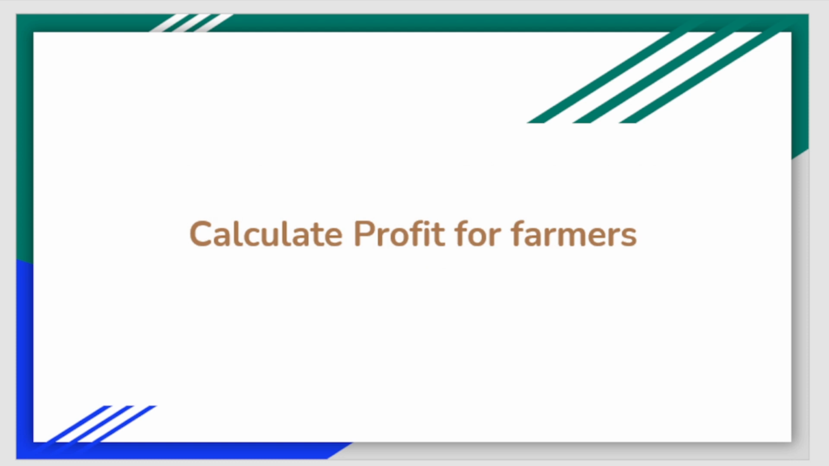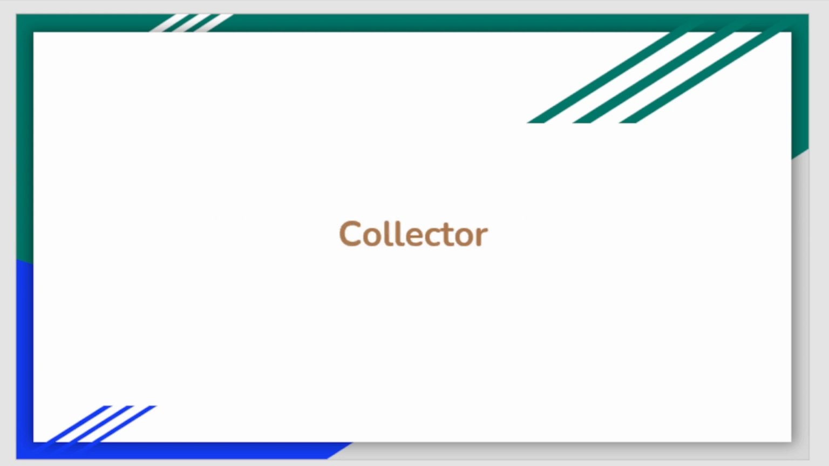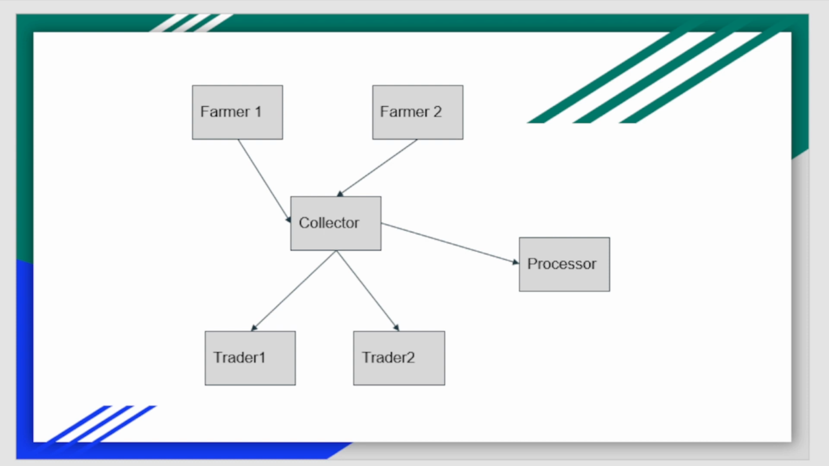Okay, so let's see the case for the collectors. Collectors can get the wheat from either farmer 1 or farmer 2 in our case, but selling to the collector is the farmer's decision. Okay, if the farmer opted to sell to the collectors, then there is only one possible way, that's either from farmer 1 or farmer 2. And collectors can sell to trader 1 or trader 2, or to the processors. Okay, this is the selling point.